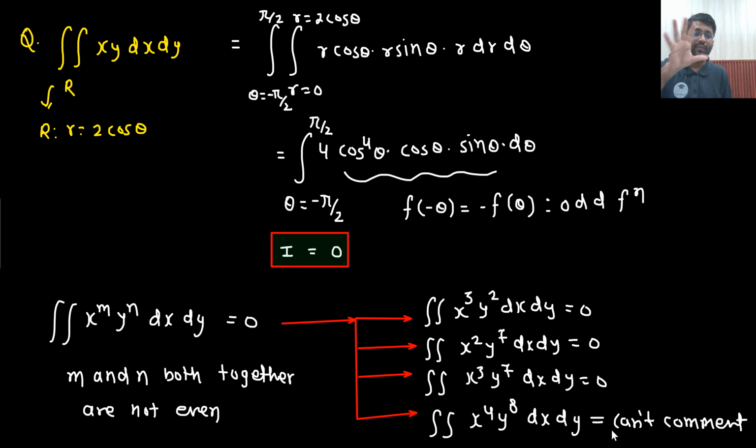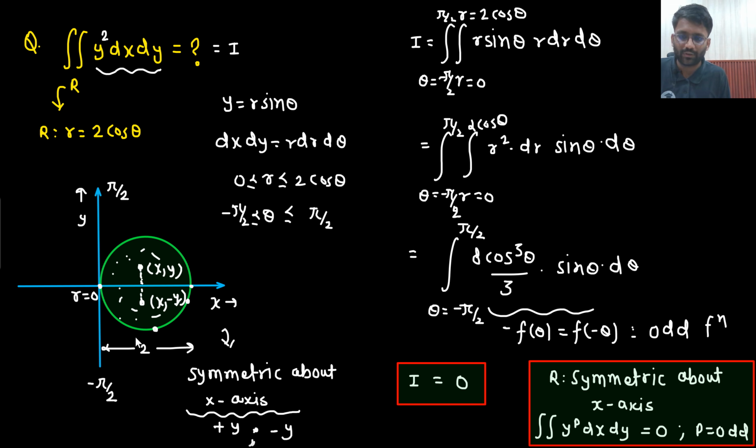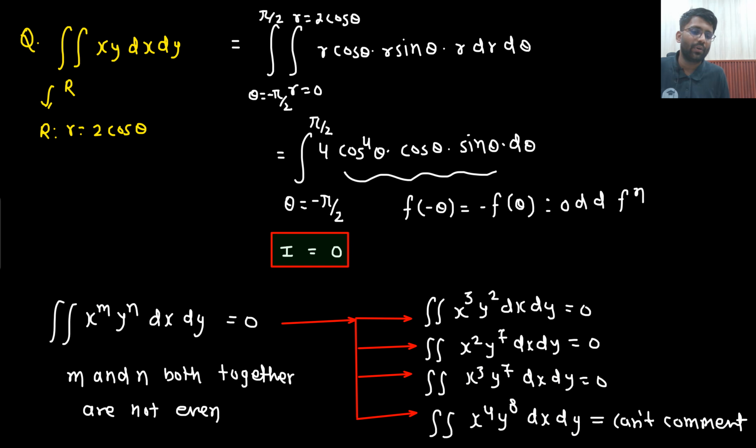But in the examination, we will be smart. In the examination, we will see what kind of structure it is. It is symmetric about the y-axis. It is symmetric about the x-axis. So if it is symmetric about the x-axis, then y dx dy or any odd power will always give me result 0. Or xy dx dy, or any odd power, will also give me result 0 only.